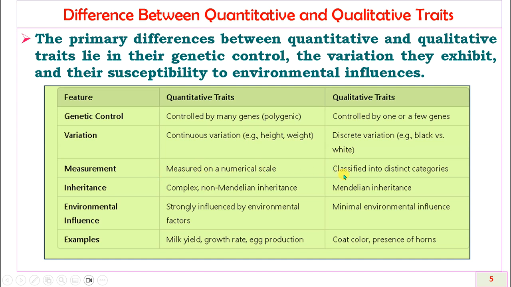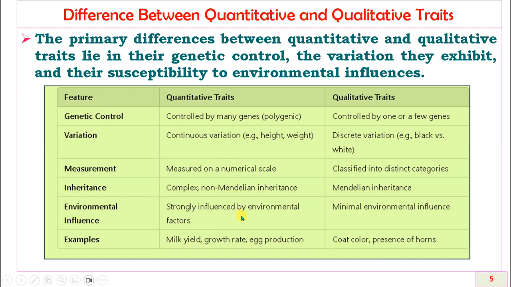Whereas the qualitative traits are measured, especially if they are in such a way that they are strongly influenced by environmental factors, and minimal environmental influences are there, and also the examples are milk yield, growth rate, egg production, etc. So they are all quantitative traits.